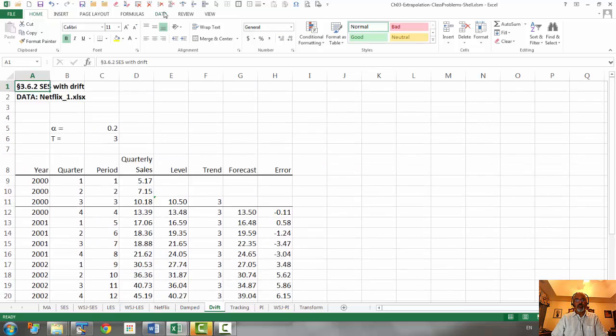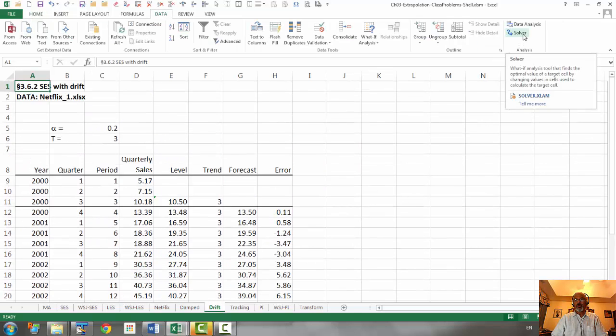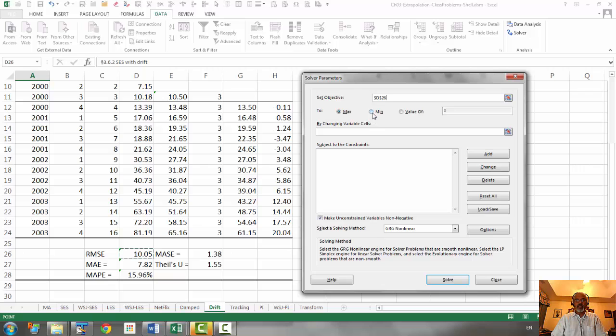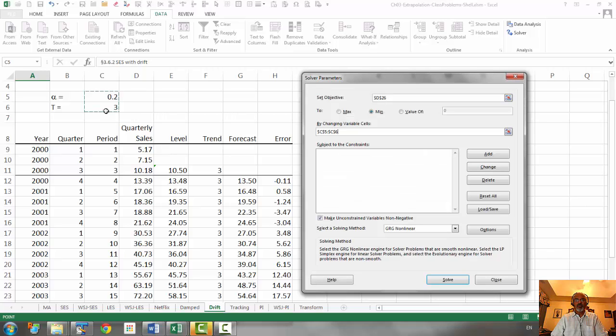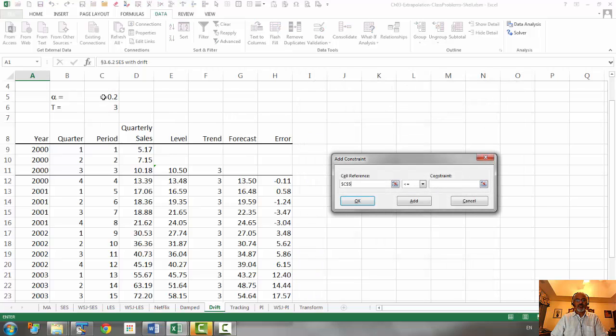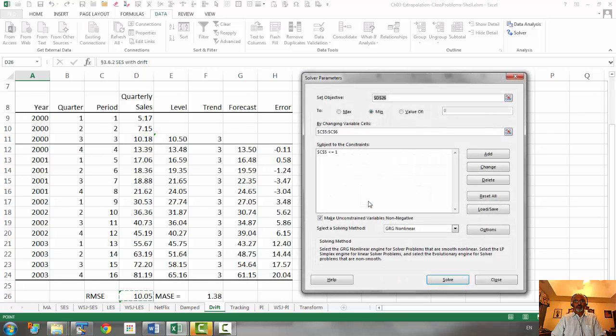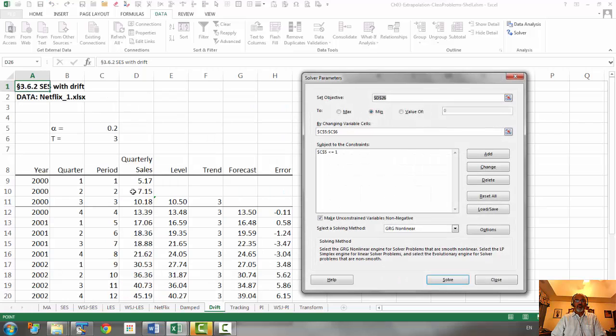Okay, now we can run solver. Say RMSE, we want to minimize that. And we have alpha and t as the two values that we want to determine. And the constraint is only alpha needs to be less than or equal to 1. There is no constraint on trend. We can even allow trend to be negative, but usually in sales data the trend usually will be positive.